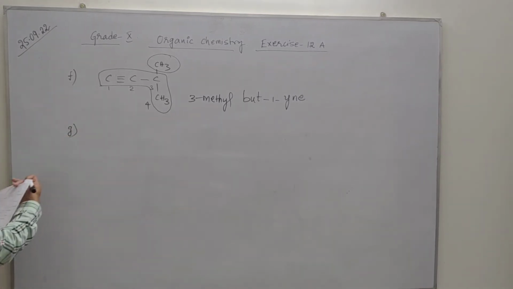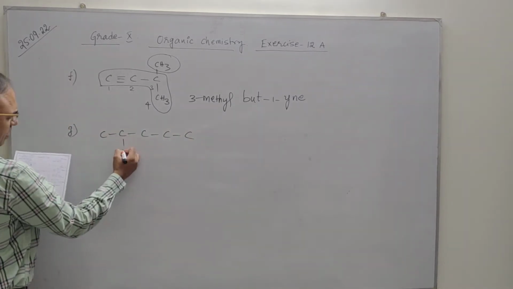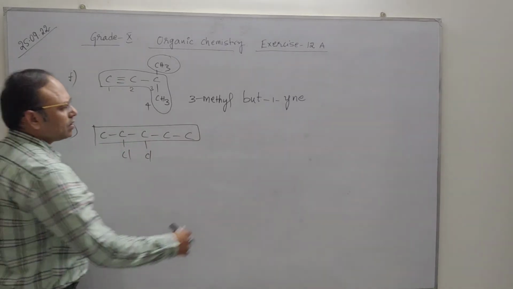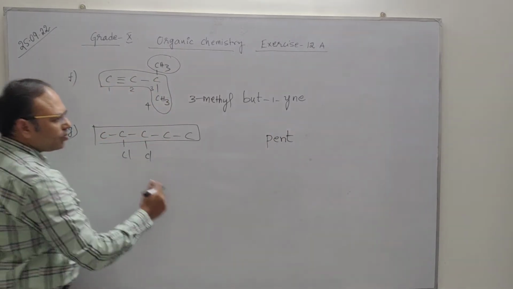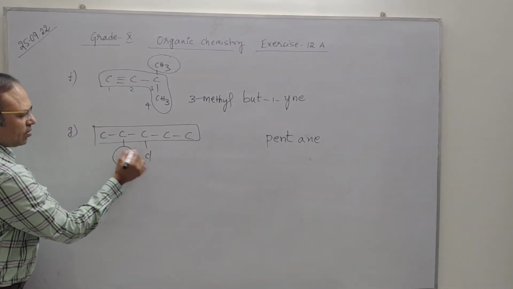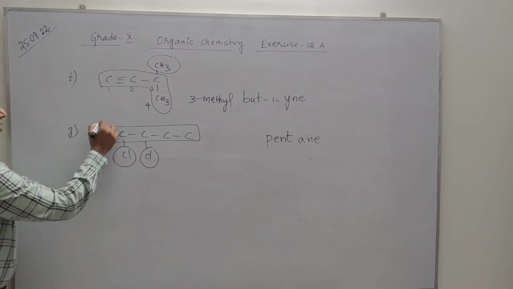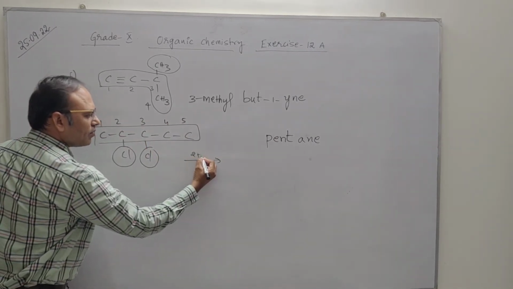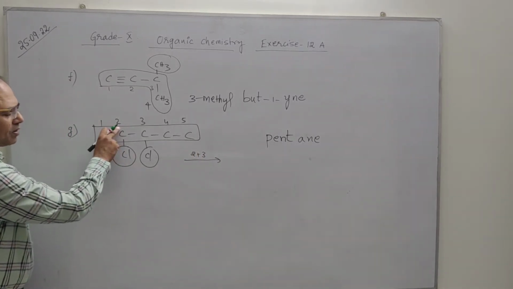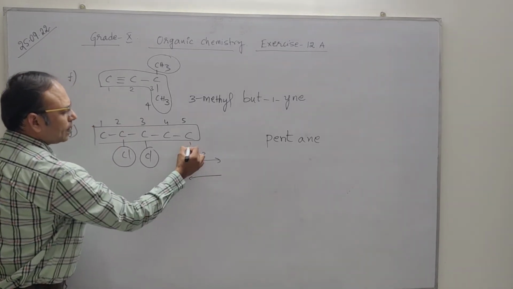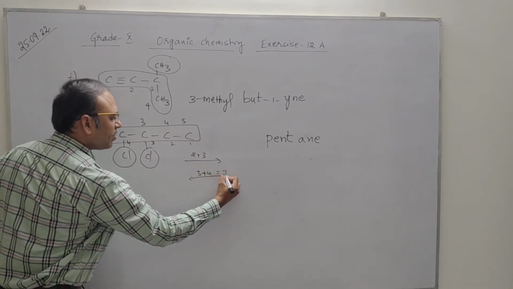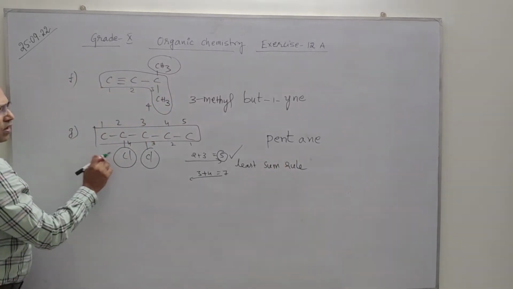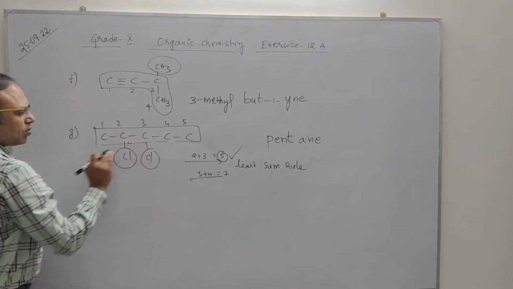Next, G. So this one is 1, 2, 3, 4, 5 carbons, and then chlorine here, and then one more chlorine here. So select the longest chain like this. If we have 5 carbons, the root word becomes pent. All are single bonds, therefore ane. Now the important thing is you have the branches as the functional group chlorine. So give numbering 1, 2, 3, 4 and 5. From left to right, you can easily understand that it will be 2 plus 3, because the chlorine is present at carbon 2 and carbon 3. But if you give from this direction, it will be 3 plus 4, which is 7, and this is 5. So according to the least sum rule, we follow the numbering from left to right. So this numbering should not be followed.